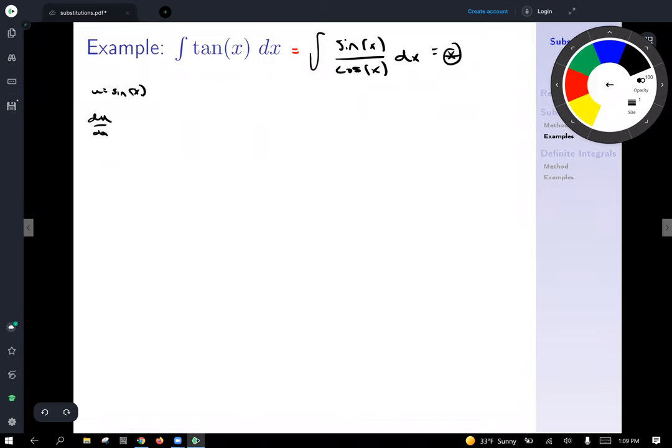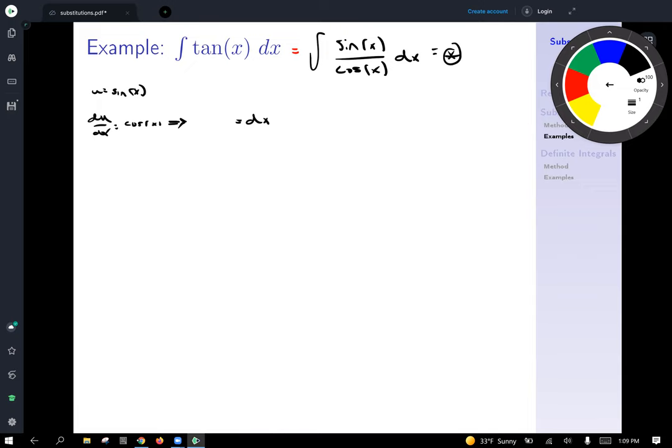Now, du/dx is equal to cosine of x. That gives us that dx multiplied up to the right and cosine divided down to the left. With me? Or should I show that? I'll show it if you want me to. Putting you on the spot. Want me to show it to you? Work the algebra? Yeah, I would love to.